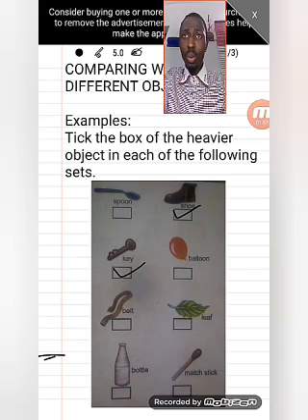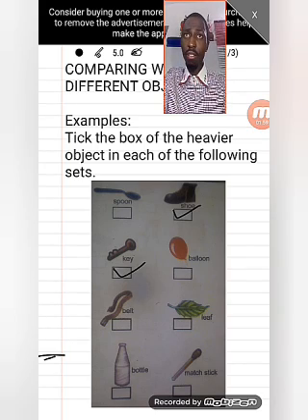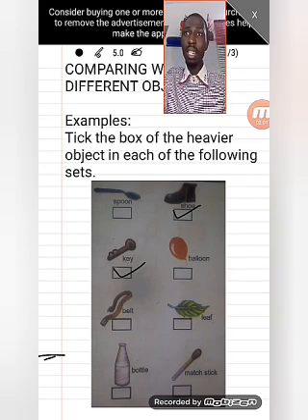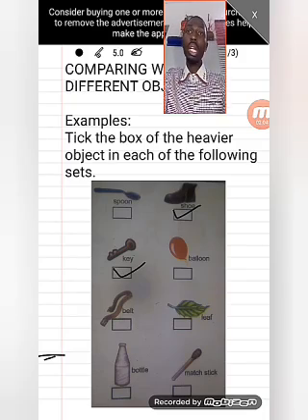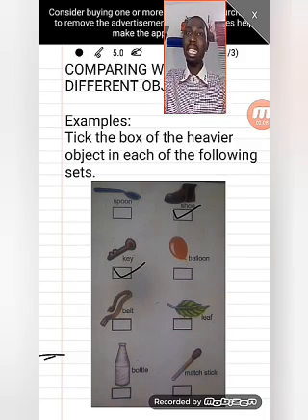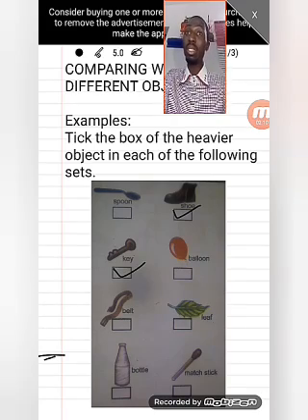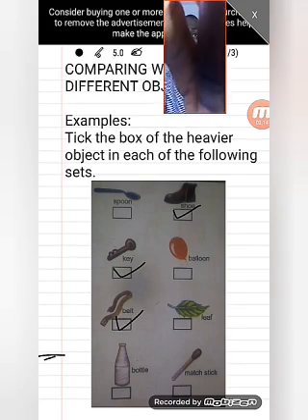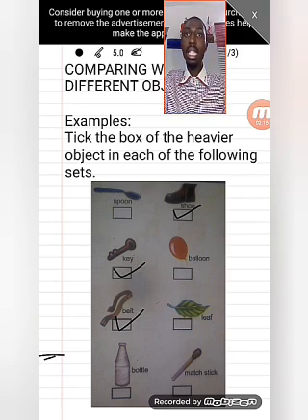Now the next one is belt and leaf. You see the belt that holds our trousers to our waist, and a leaf, just part of a plant. The whole plant itself is light enough, not to talk of the leaf. So we can say the belt is heavier than the leaf.